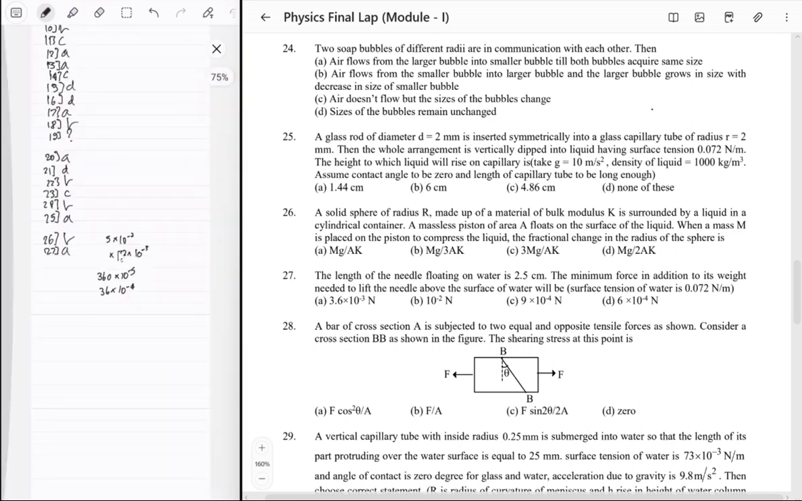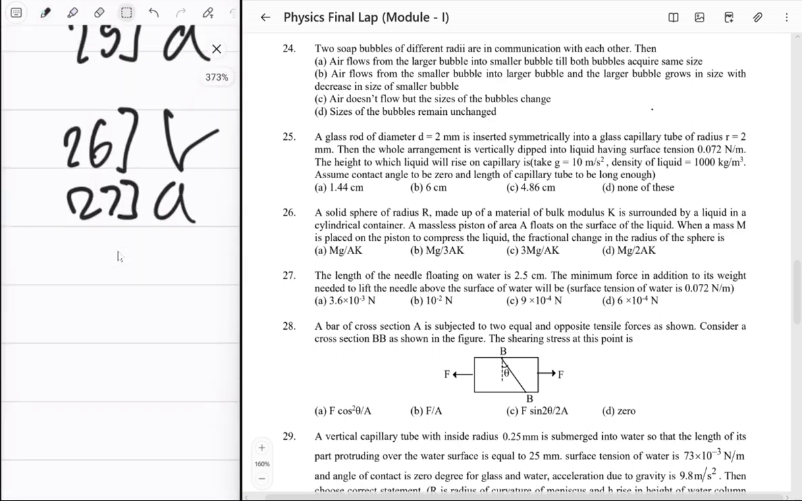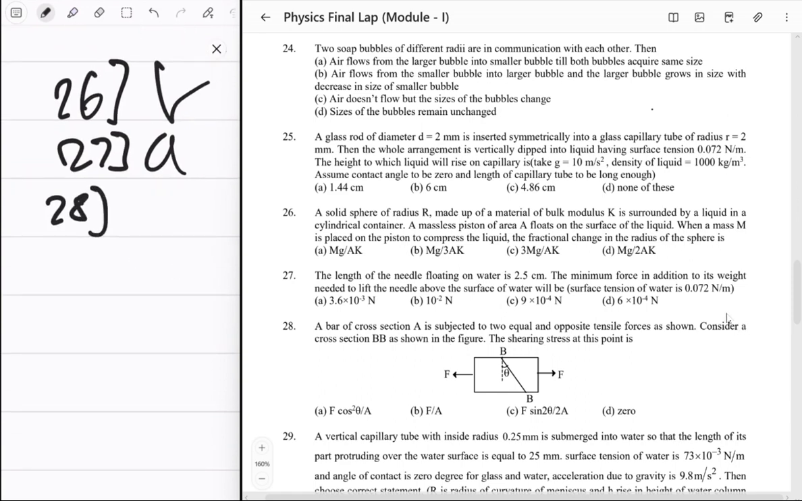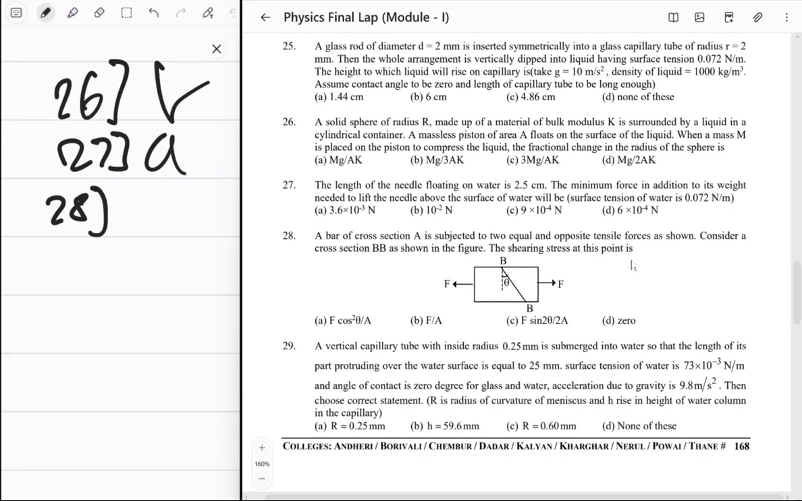Next question, 28. What is 28? A bar of cross section A is subjected to two equal and opposite tensile forces as shown. Consider a cross section BB as shown in the figure. The shearing stress at that point is, seriously, shearing stress in a cross section? Are you serious? I don't understand this. Wait a second. This isn't right. The shearing stress at this point.